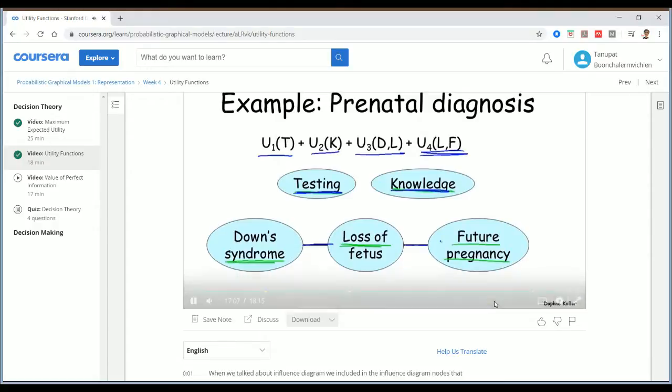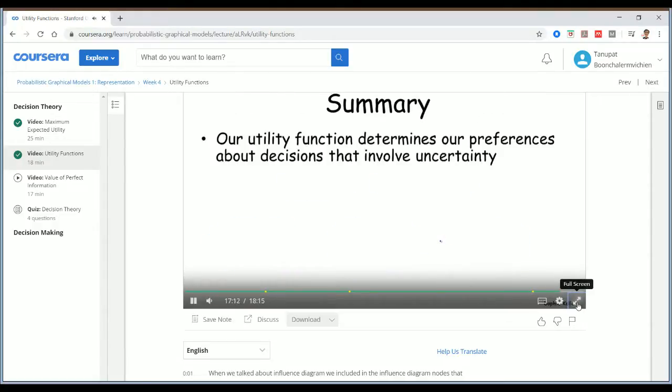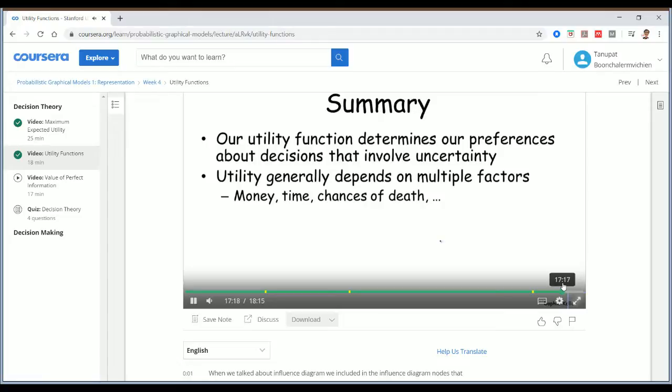So to summarize, our utility function is what we can use to determine preferences about decisions that involve risk or uncertainty. In order to define or elicit a utility function, we generally need to consider multiple factors, all of which affect our utility.